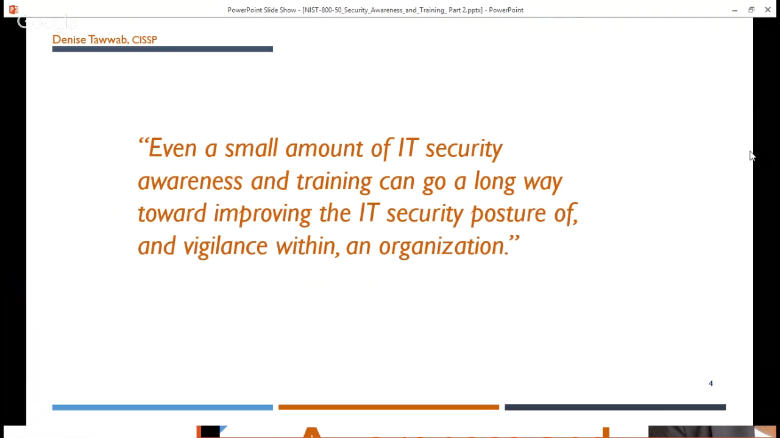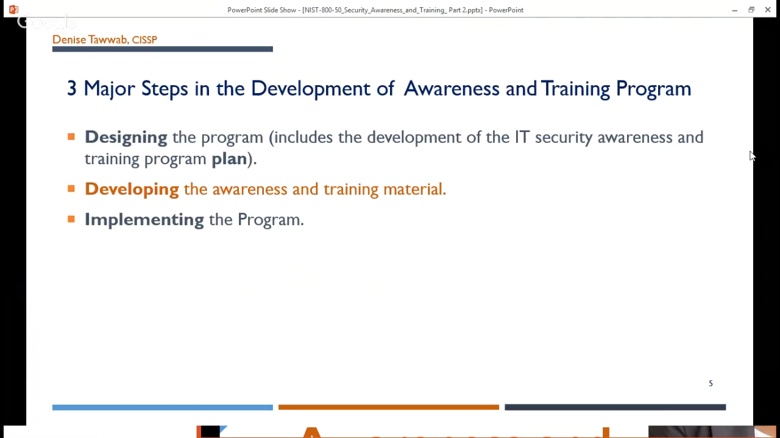Even a small amount of IT security awareness and training can go a long way toward improving the IT security posture and vigilance within an organization. There are three major steps in the development of awareness and training programs. Designing the program, which includes developing the IT security awareness and training program plan, developing the awareness and training material, and then finally implementing the program.